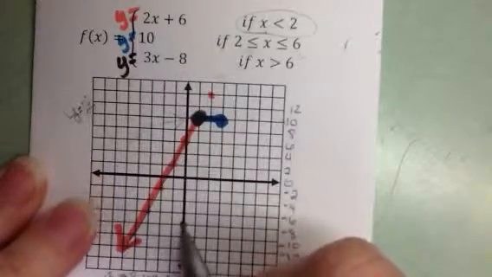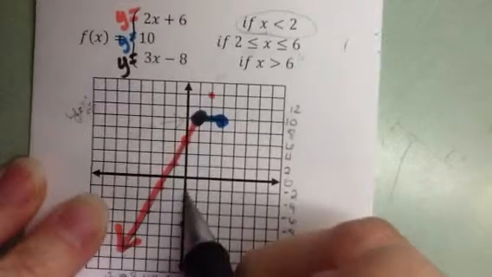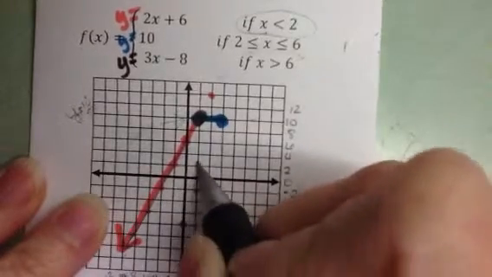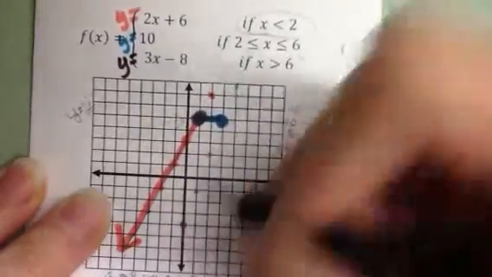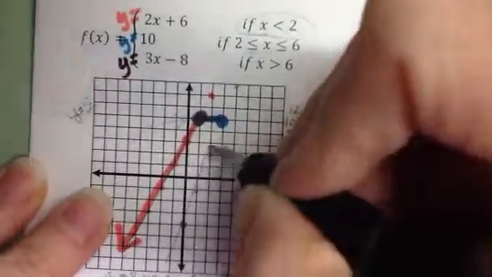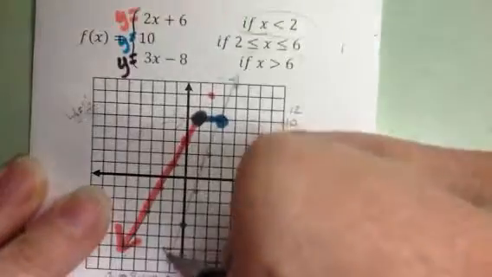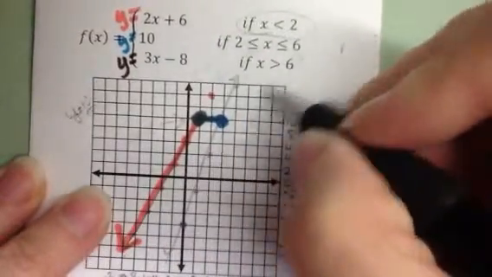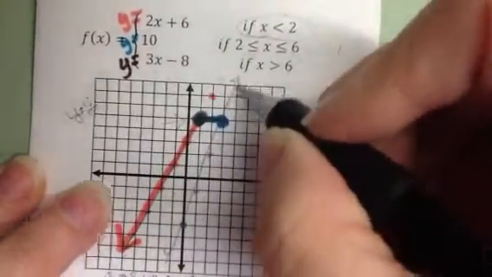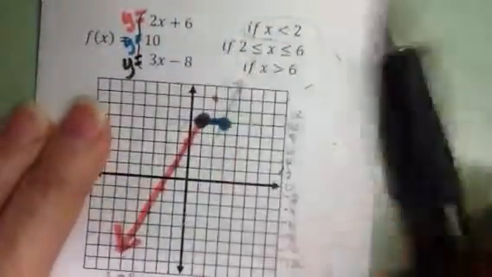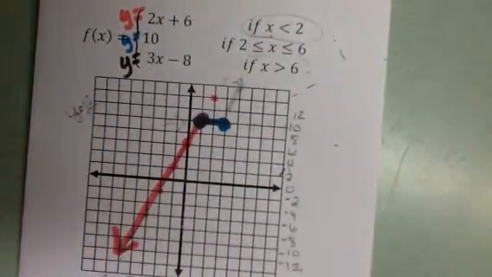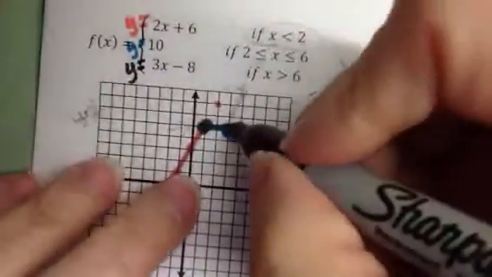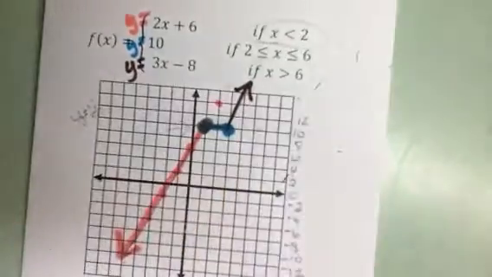So again, we can just use our boxes. We're going to go up 3, right 1. Up 3, right 1. And we get this line. Okay, but we only want it if x is greater than 6, so we only want this part of the line. So we can do away with this. And once you get used to doing these, you can actually kind of skip and only graph the part you need. So then you get that.